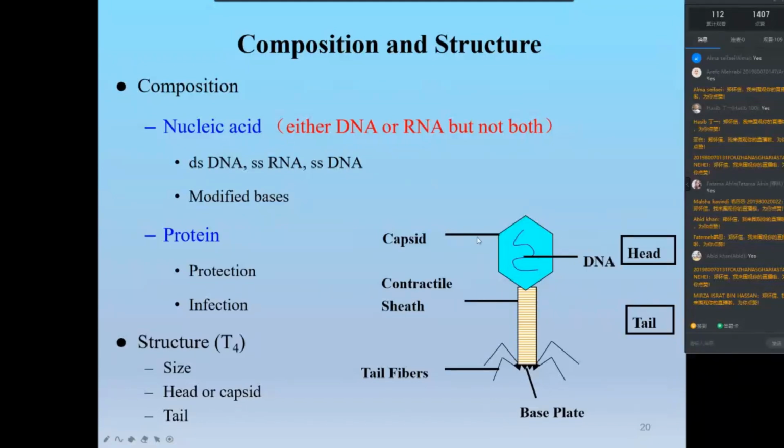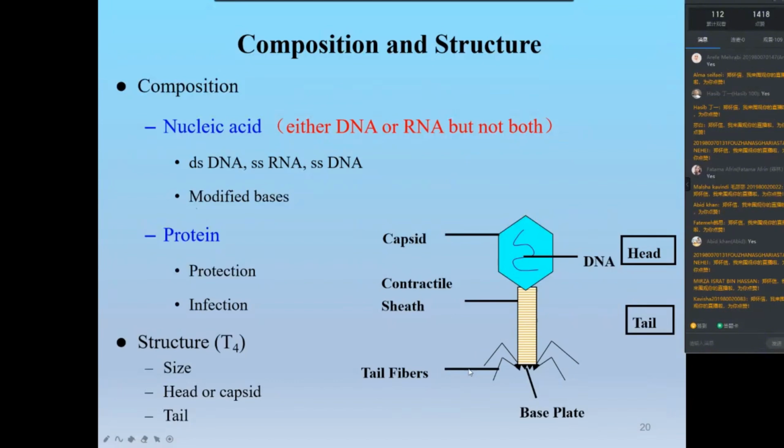The composition of these phages includes first nucleic acid. It's either DNA or RNA as their genetic material. And also proteins. These proteins can provide protection for their genome. The proteins are also useful during infection because they need the proteins to recognize the host cell. So this is the composition and also structure of phage.